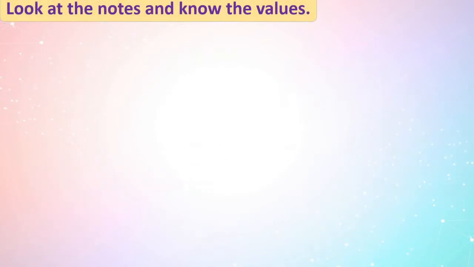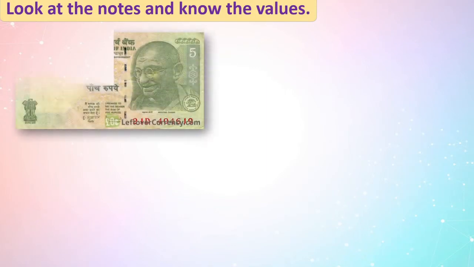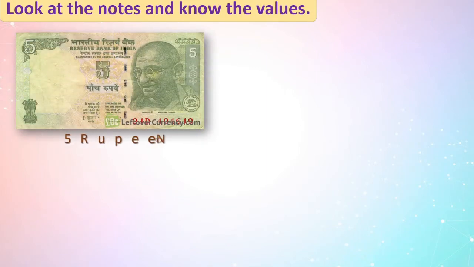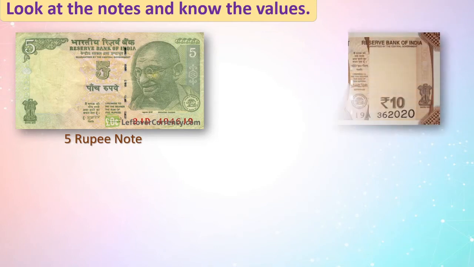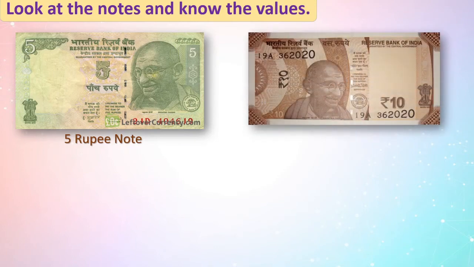Now, here are some notes. This is a 5 rupee note. Okay. These are made up of paper and coins are made up of metal. Okay. We have to handle these notes carefully because they are made up of paper, they can tear, right? This is a 10 rupee note.